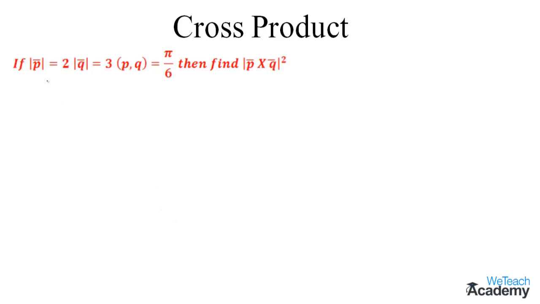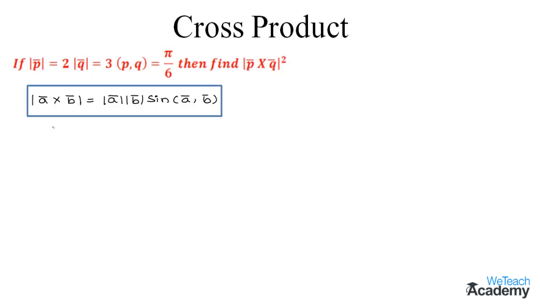Here we have, if the value of mod p bar is equal to 2 and the value of mod q bar is equal to 3 and the angle between p and q is pi by 6, then we have to find the value of mod p bar cross q bar whole square. We already know the formula that mod a bar cross b bar is given by mod a bar into mod b bar into sine of angle between a bar and b bar. So according to the present example, the formula would be mod p bar cross q bar is equal to mod p into mod q into sine of angle between p bar and q bar.